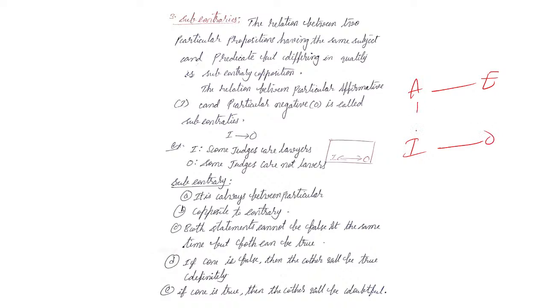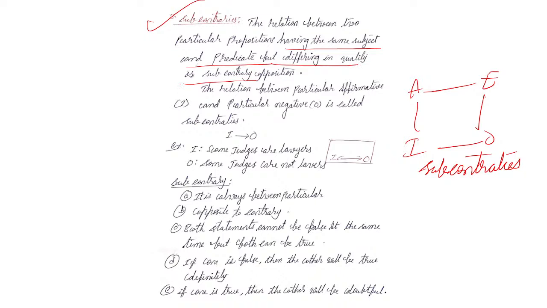A, E, I, O. Please, always you have to draw this diagram. What is subcontrary? Which are subcontrary? I comma O are called subcontraries. The relation between two particular propositions having the same subject and predicate but differing in quality. Here, the relation between two particular propositions, these two, right? These are the same subject and predicate.